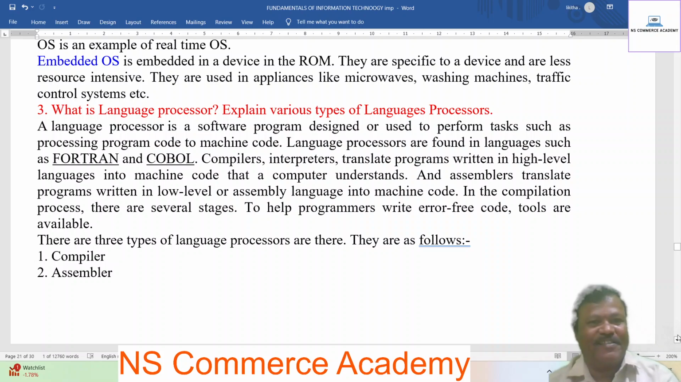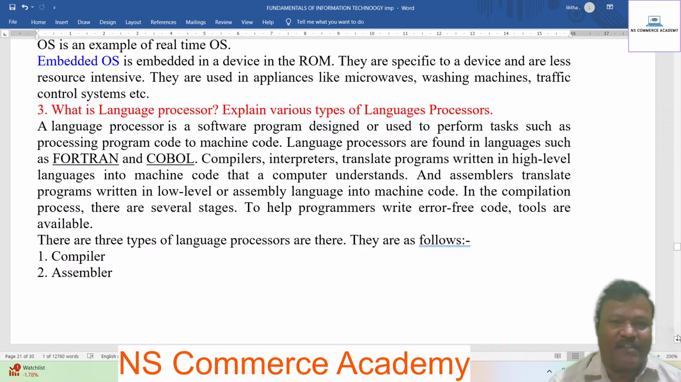Next, what is a language processor? Explain various types of language processors. A language processor is a software program designed or used to perform tasks such as processing program code to machine code. Language processors are found in languages such as Fortran and COBOL. Compilers and interpreters translate programs written in a high level language into machine code that a computer understands, and assemblers translate programs written in lower level or assembly language into machine code.